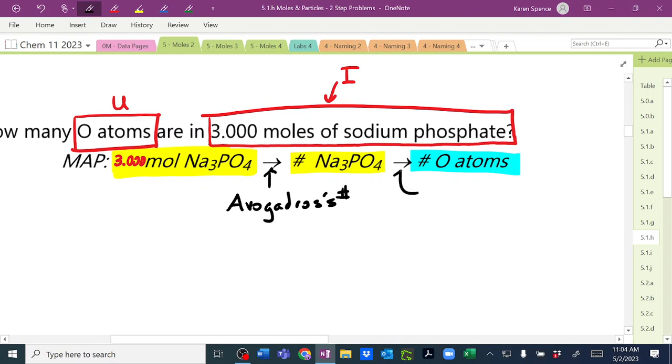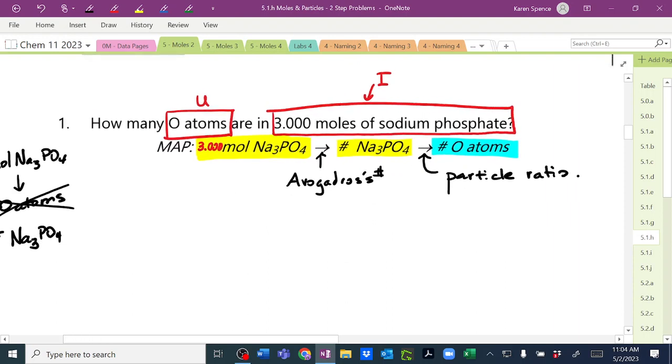And when we're going from one type of particle to a different type of particle, that is the particle ratio. So let's write down what we are solving for. We are trying to find the number of O atoms. How many O atoms do we have?